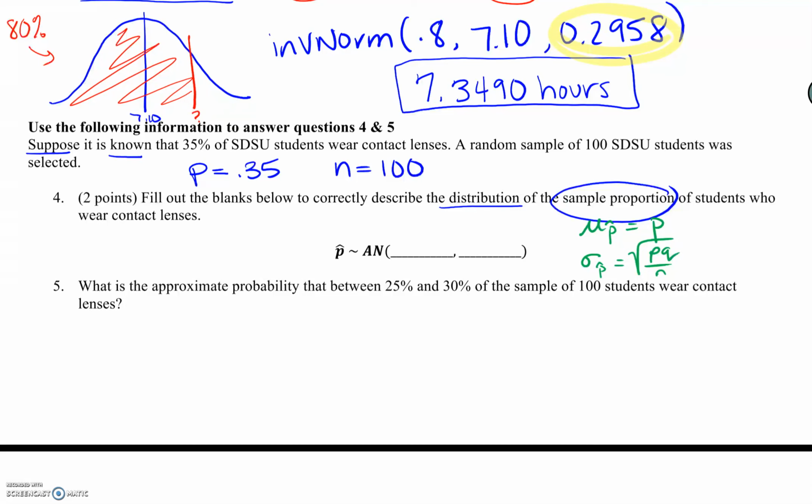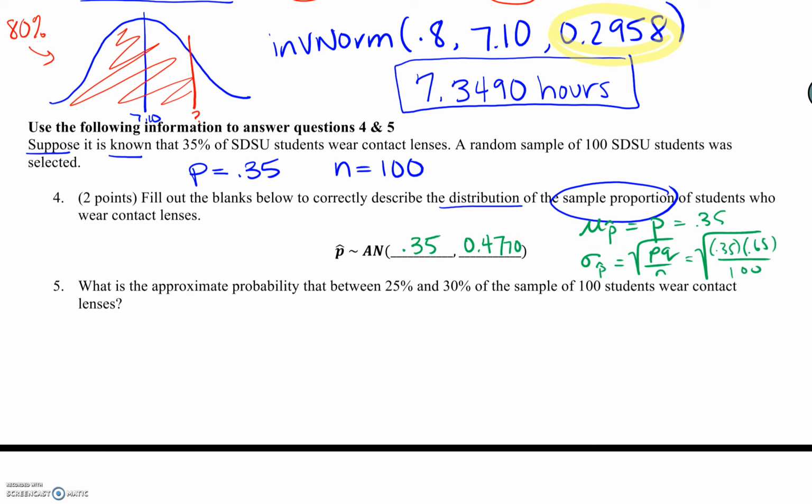And we have all that stuff from what we translated before. 0.35, square root, 0.35. Remember, Q is just 1 minus P still. We'll just type that in over here. The sample proportion should all be around 0.35 with a spread, or a standard deviation, of, drumroll, 0.0477 when you round it properly.